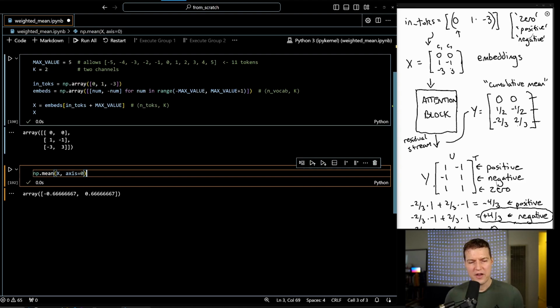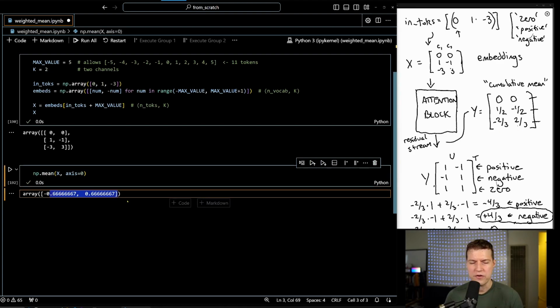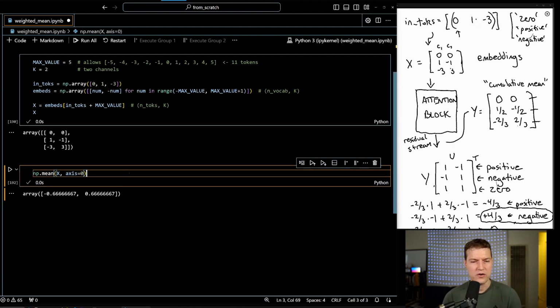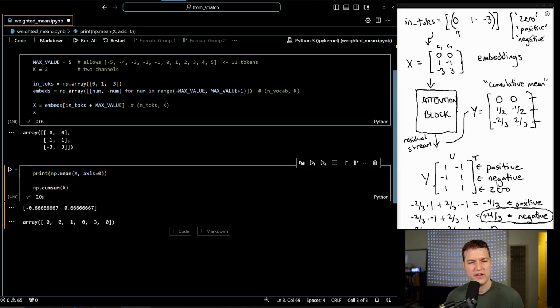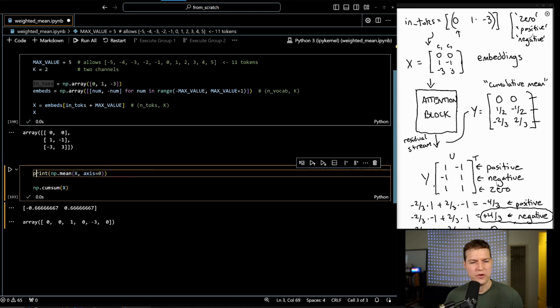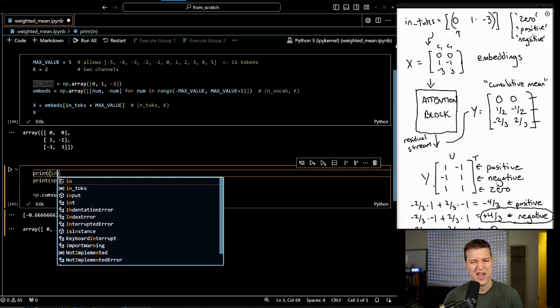Now, this isn't entirely what we were hoping to do, though. We were hoping to get the cumulative mean for each increasing subset of the tokens. This did work for the final one, -2/3, 2/3, but I want it to work for every cumulative one. So let's see how we might do that. It turns out NumPy is our friend. Let me just print this so that we have it. There's this function called cumulative sum. If I run the cumulative sum, I should probably also print the tokens just so that we have it.